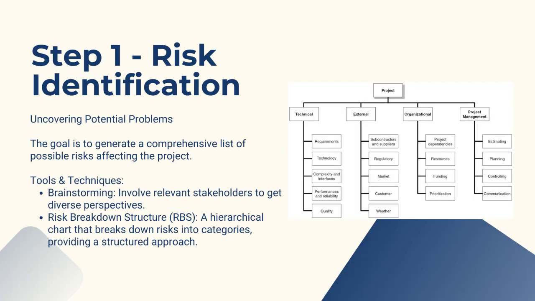Let's look closer at Step 1, identification. The goal here is to generate a comprehensive list of every possible risk that could impact the project. To do this, we use a few key techniques. Brainstorming with all relevant stakeholders is critical to get a wide range of perspectives. We also use tools like a risk breakdown structure, or RBS. As you can see in this diagram, an RBS provides a structured, hierarchical approach, helping us organize potential risks into categories like technical, external, organizational, and project management to ensure we don't miss anything.